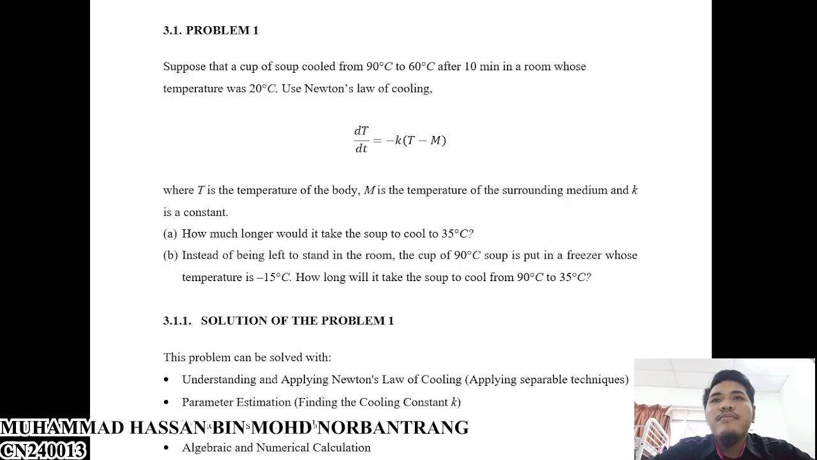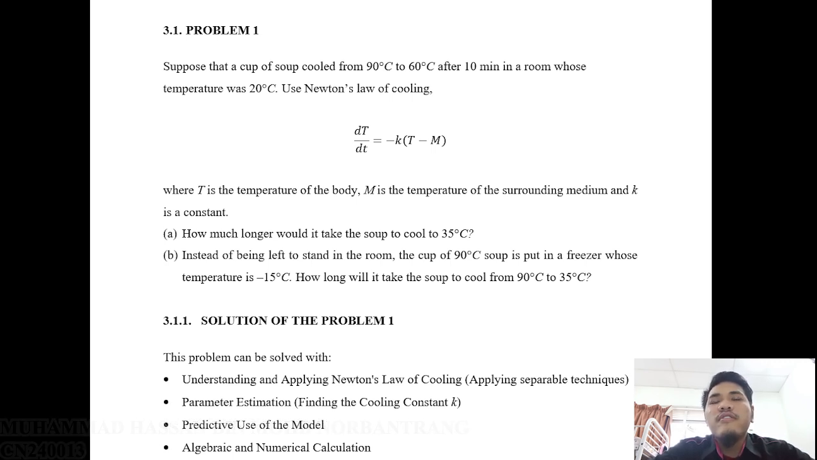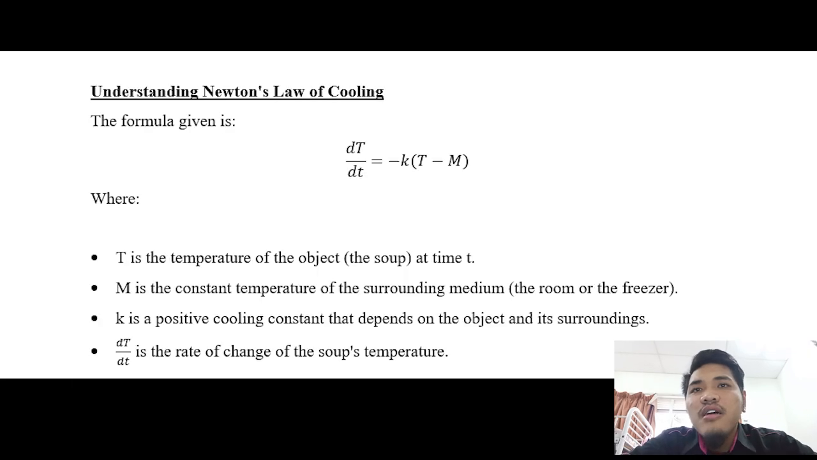I will explain about the application of ODE to solve the Newton law of cooling. First of all, to solve the problem, we must consider 4 key points, which are understanding and application of Newton law of cooling, parametric estimation, prediction use of the model, and algebraic numeric regression. So the formula given to us is dT/dt equal to minus k multiplied by (T minus M).